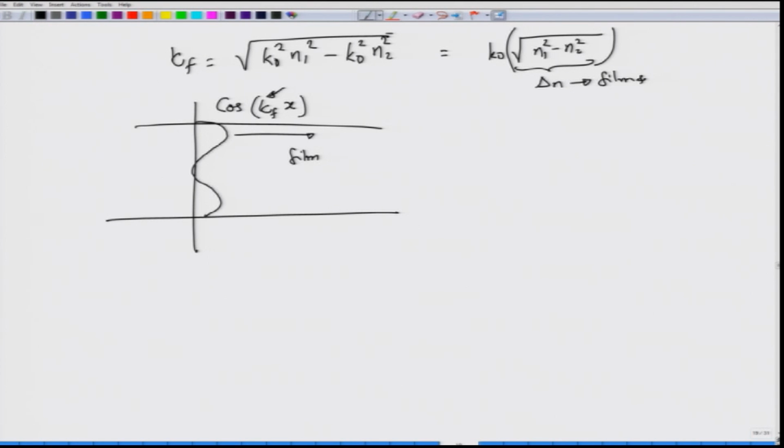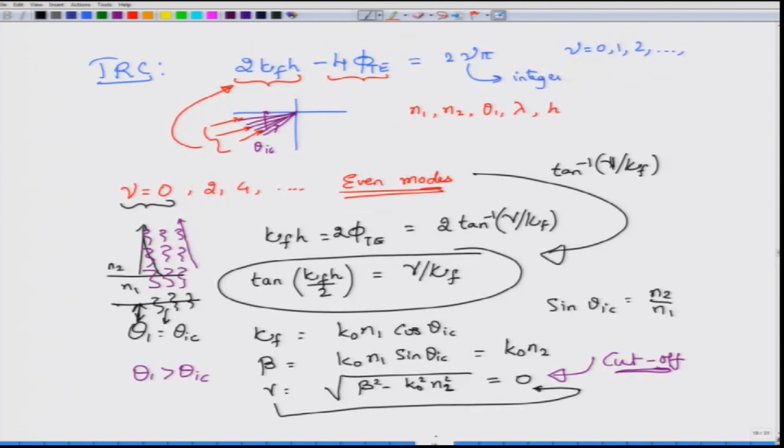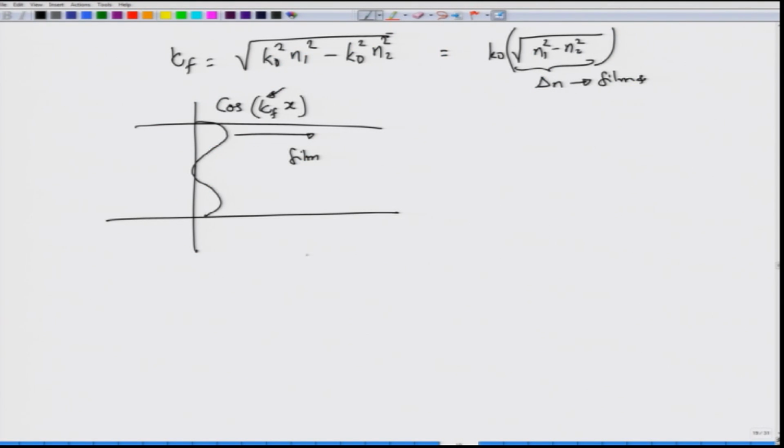So, this is what happens at the interface, and what we have just shown is that the condition for the cutoff for any particular mode is that gamma must be equal to 0. Now, if I substitute the cutoff condition into the transverse resonance condition for even modes, which I have written out here, what you would find is a very interesting expression. So, tan kappa f h by 2 will be equal to 0. I will write CO to denote that this is the cutoff that we are considering.